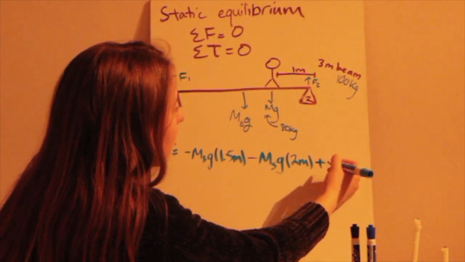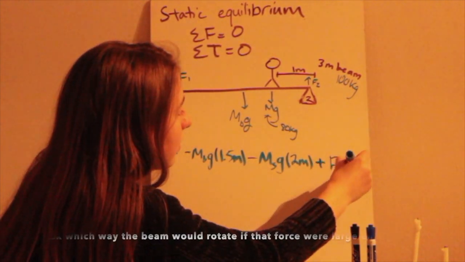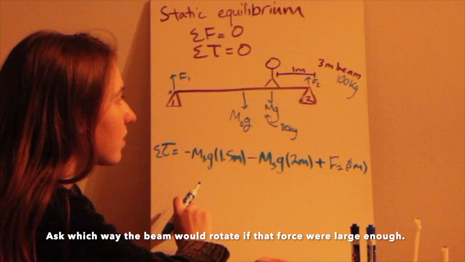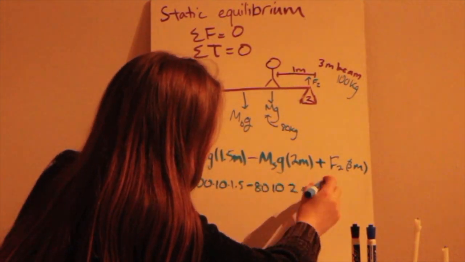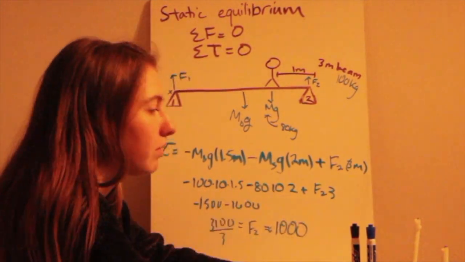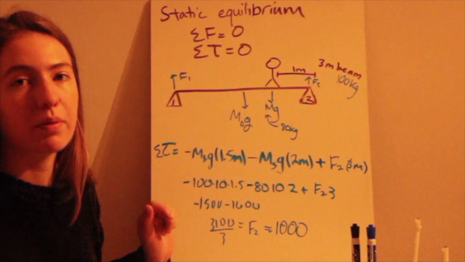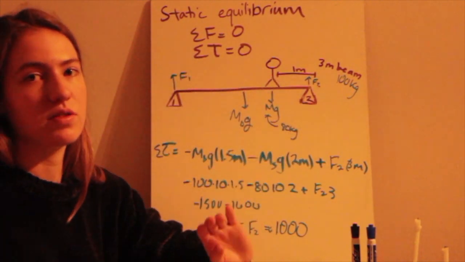Your choice of pivot point informs what sign the torque will have. So imagine if that force were super huge, which way would your system start rotating? Remember that counterclockwise is positive and clockwise is negative. Next, you can find F1 by moving the pivot point off of it.